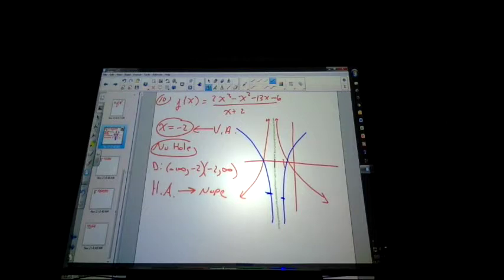Okay? Did I answer all the questions on that one? Hole? None. Vertical asymptote? Yep. Domain? Yep. Horizontal asymptote? Sketch of the graph? Got it. Can I see what my asymptote is? Next one. Go ahead.